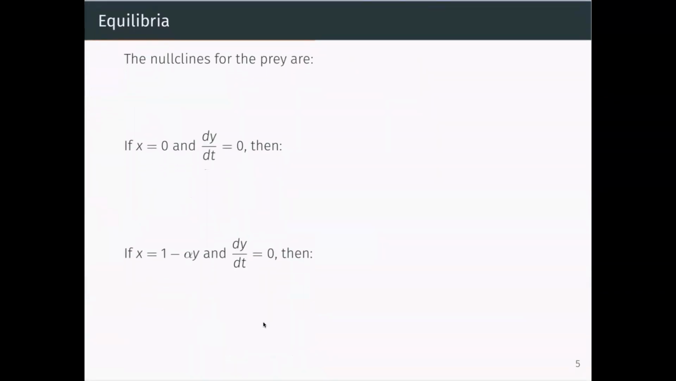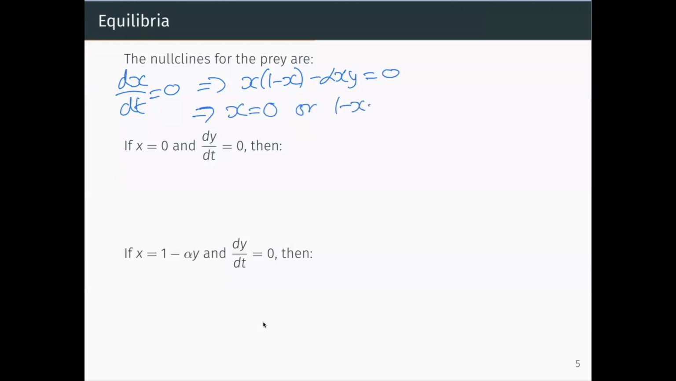Okay, so let's find the equilibria. Let's first find the null lines for our prey. If dx/dt is equal to 0, that implies that x times (1 minus x minus alpha xy) equals 0, which means that either x must equal 0 or 1 minus x minus alpha y must equal 0, which implies that x is equal to 1 minus alpha y, or equivalently, we can write this in terms of y, so y is 1 over alpha times (1 minus x).